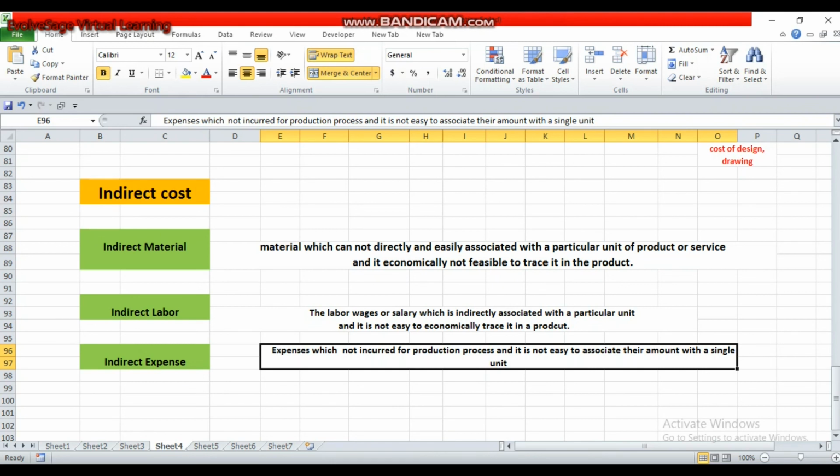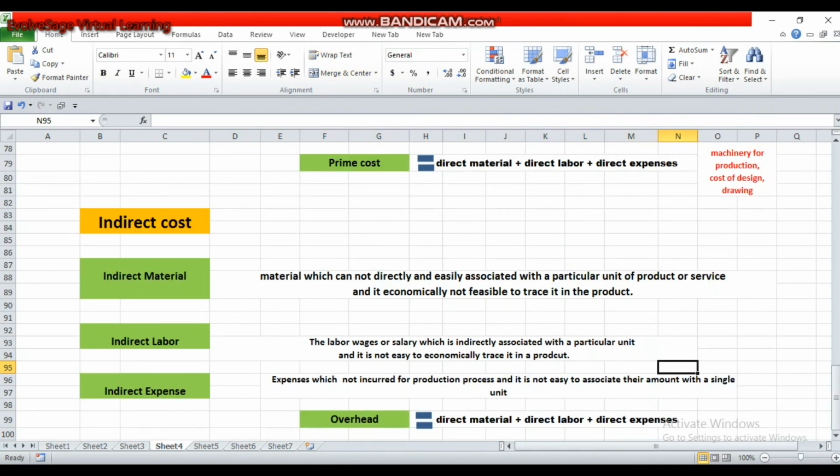The best examples are the electricity bill we pay, the insurance that we pay, and the rent which we pay for the production department. These expenses will be called indirect expenses. It is difficult for us to identify how much expense was incurred for which product, so that's why we call these expenses indirect expenses. Now we will make two groups.